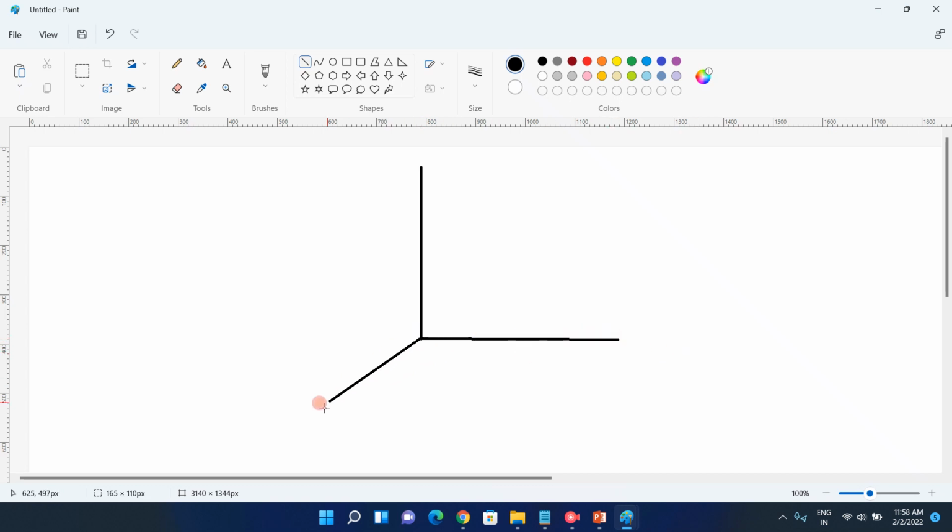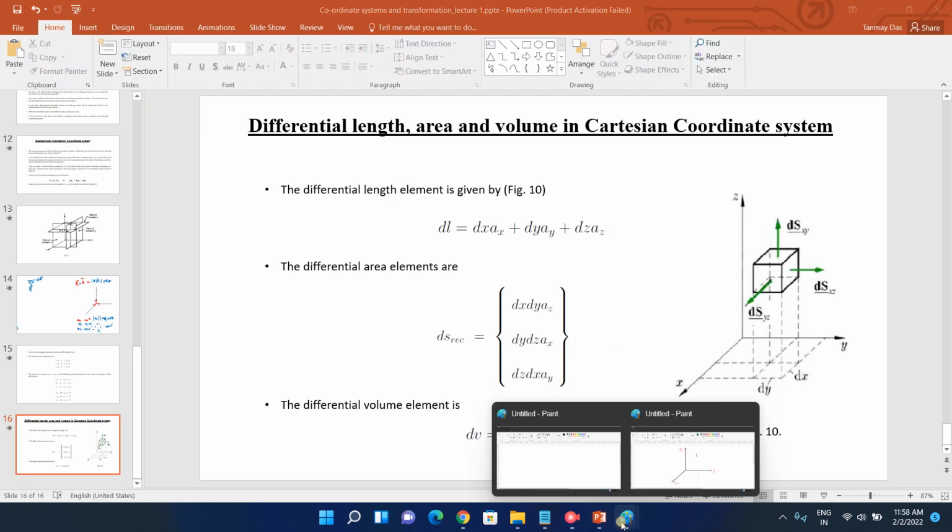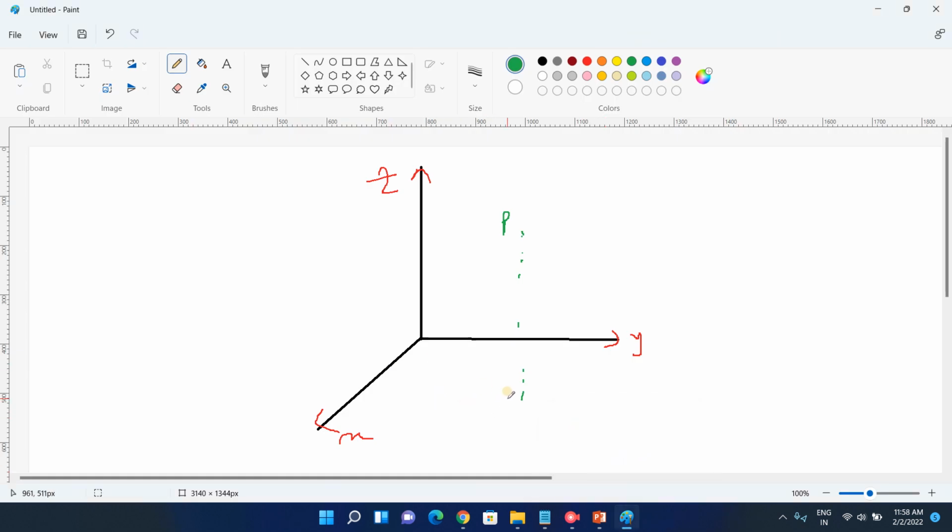Suppose we have this Cartesian coordinate system, x, y, z. This is the z axis, this is the x axis, and this is the y axis. Now suppose you have a point P over here. If you draw the dotted lines like this, it has some x coordinate, some y coordinate, and some z coordinate. Suppose point P has the values x1, y1, z1.